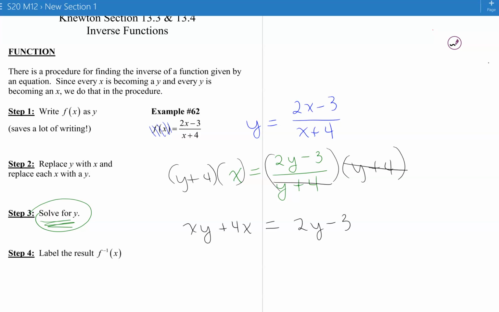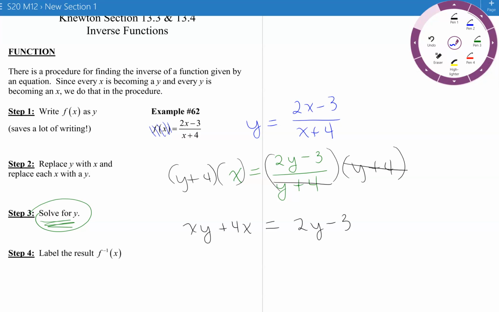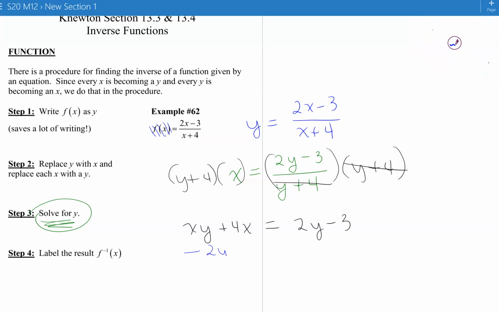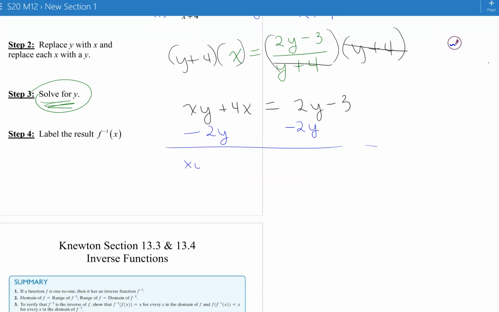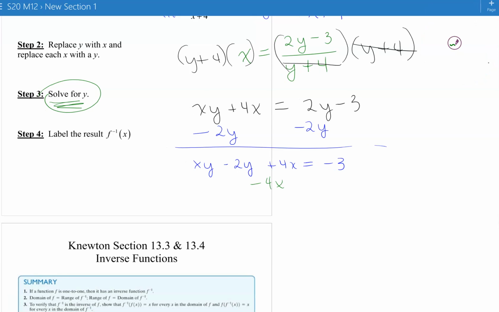And then I need to get everything that has a y on one side and everything that doesn't have a y on the other side. So I'm going to keep the y's on the left. I'm going to subtract 2y from each side and have xy minus 2y plus 4x equals -3. And then I'm going to subtract the 4x from both sides so that I have only terms with y on the left and everything else on the right.